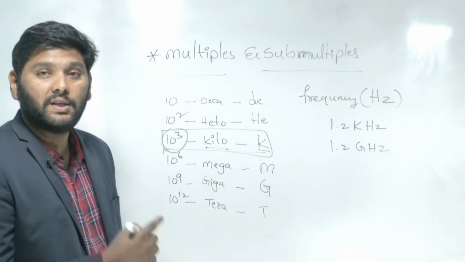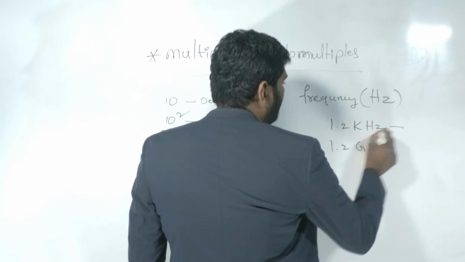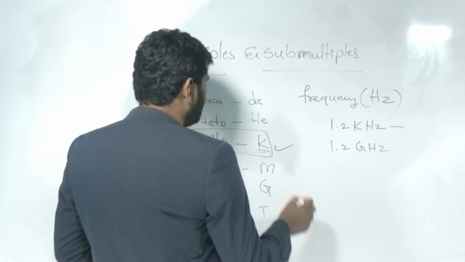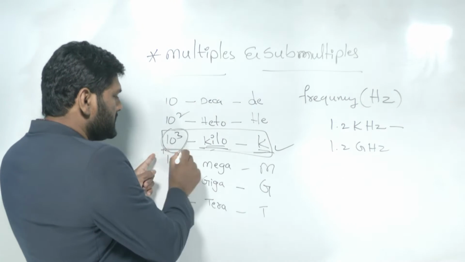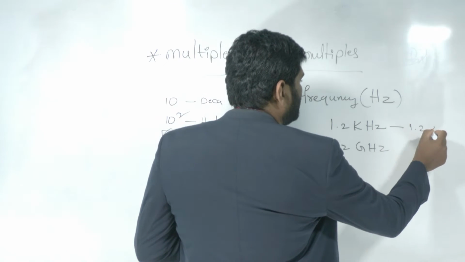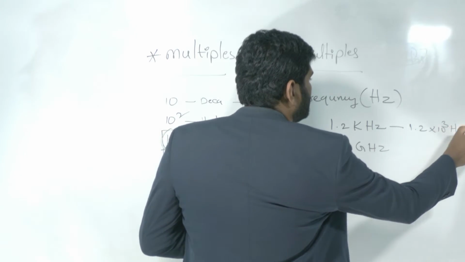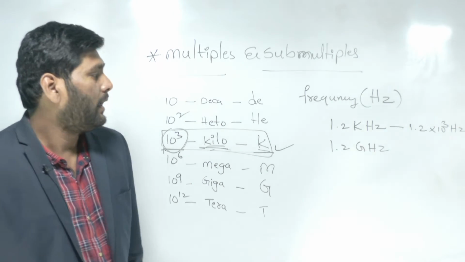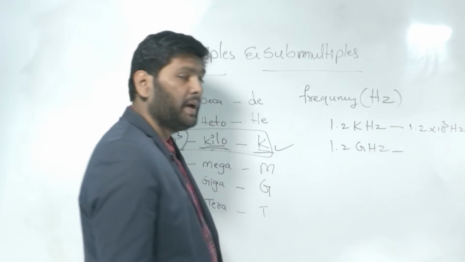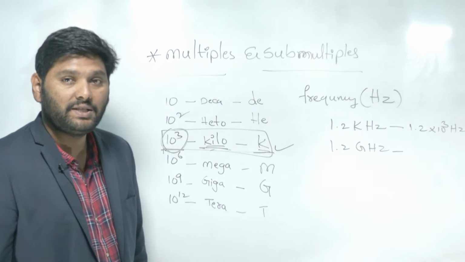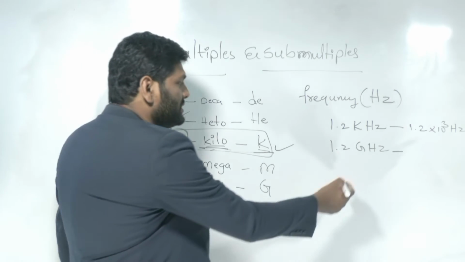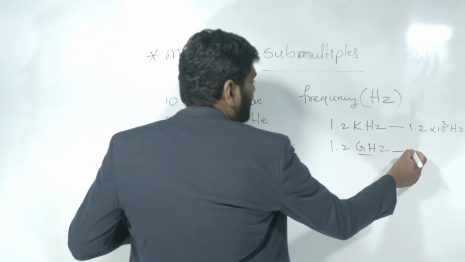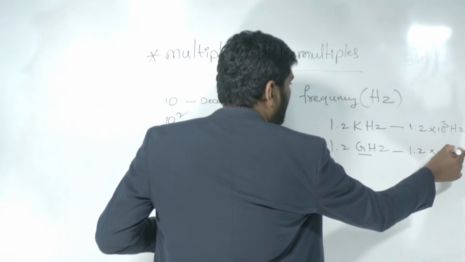So what is the meaning of this? For example, if you take 1.2 kilohertz, K stands for kilo. Kilo means 10 power 3, which means 1.2 into 10 power 3 hertz. It means that many times it will vibrate in 1 second, that is the speed. Similarly, what about 1.2 GHz, gigahertz? G stands for giga. Giga means 1.2 into 10 power 9 hertz.